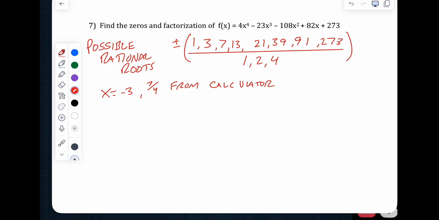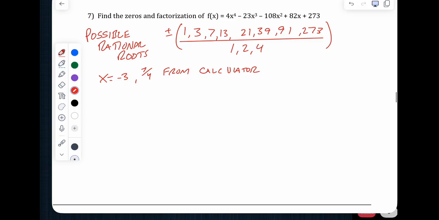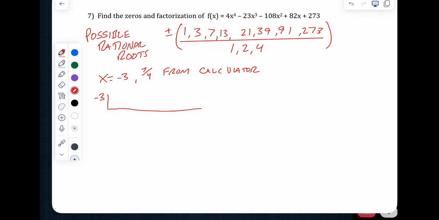If it's a 5th degree, how many do you think you need? 3 you need 1, 4 you need 2, so 5 you need 3. And I'll explain why as we do the problem. But I got 2 for the calculator. So these are zeros, which means if I do synthetic division with them, the remainder is going to be 0.